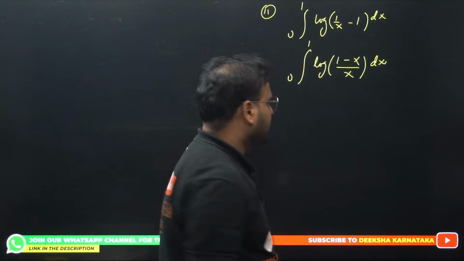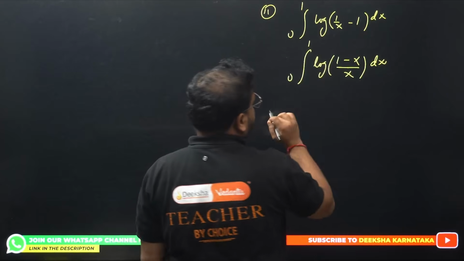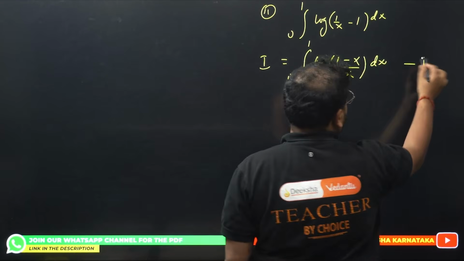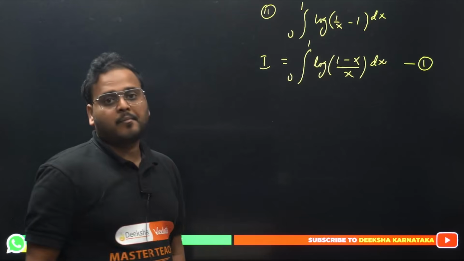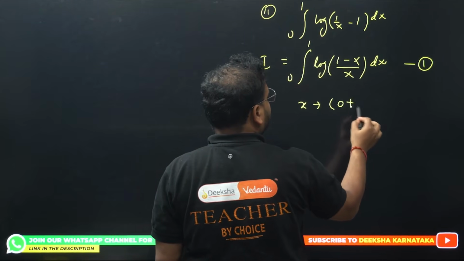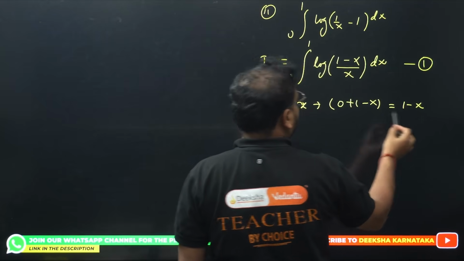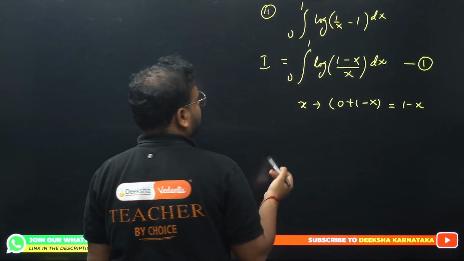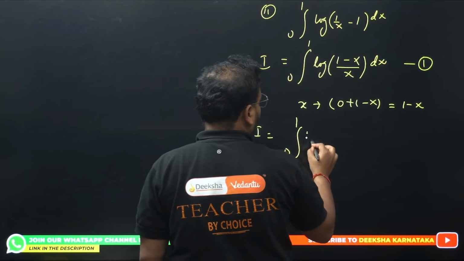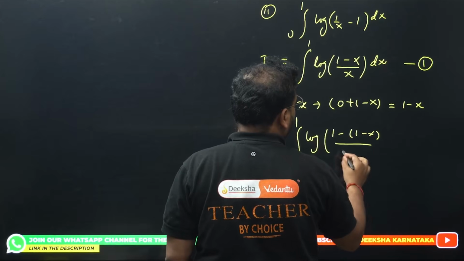Alright, let's do one thing. In this case, I'm going to assume this to be my integration I again, with the first equation. Same approach. x will be replaced using the limits, 0 plus 1 minus x. How much is that? Simply 1 minus x. Replace x wherever it is by 1 minus x. I get I equals, the limit is the same, log of 1 minus of x divided by 1 minus of x.